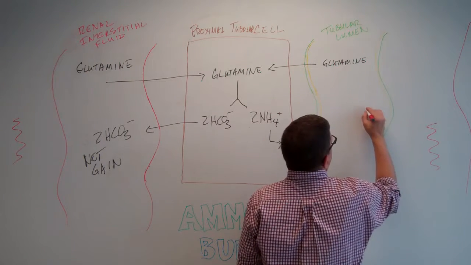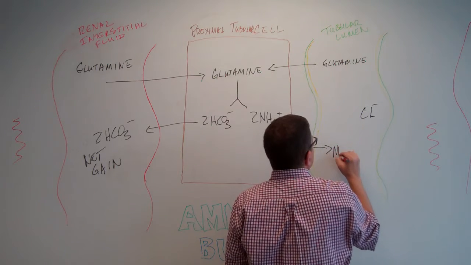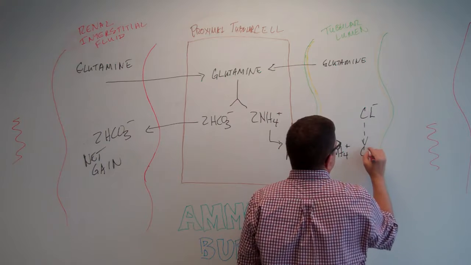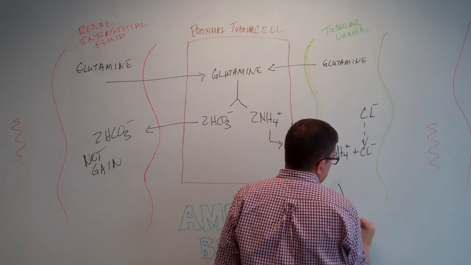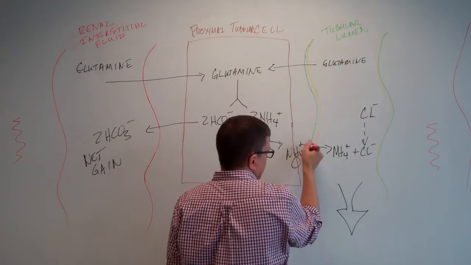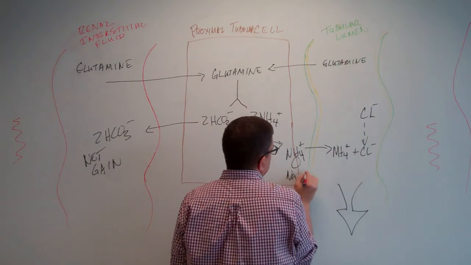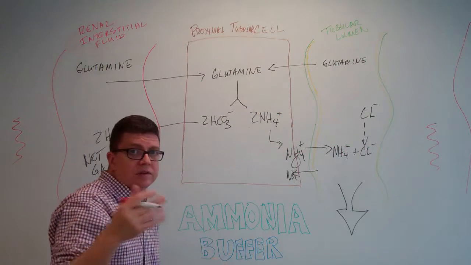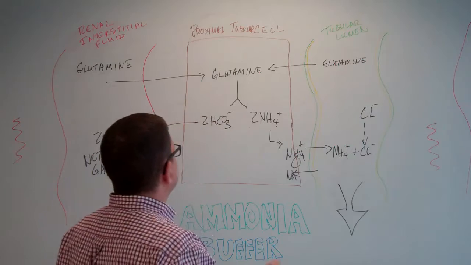Already present in the tubular lumen is some chloride ion. So this ammonium ends up combining with some chloride. But the bottom line is, out it goes. When this occurs, this is a cation, so there's a cation exchanger, and sodium heads back into the proximal tubular cell. And so this is the first part of the ammonia buffer system occurring with glutamine.